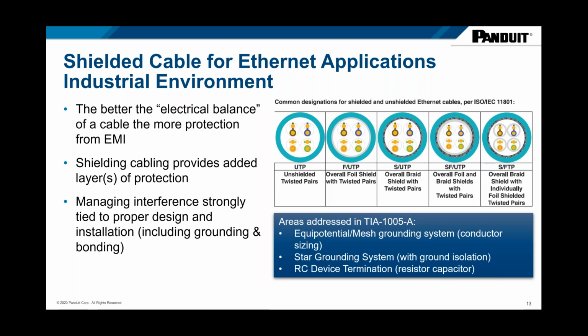What I want to tell you about grounding and bonding though is consider the telecom grounding and bonding, the signal grounding and bonding in addition to your safety ground. And you can actually reference in 1005A some areas that are covered with grounding and bonding. So they cover the equipotential and mesh grounding systems and picking the right conductor sizing. They cover star grounding systems with an isolated ground, and they cover how to do the resistor capacitor termination and installation. All very helpful in understanding.